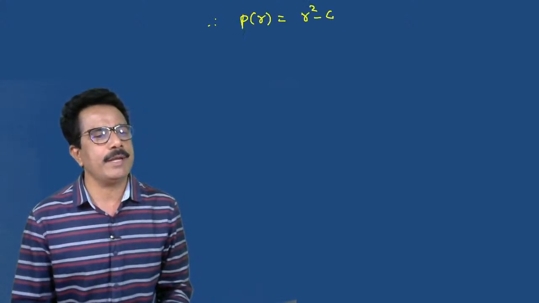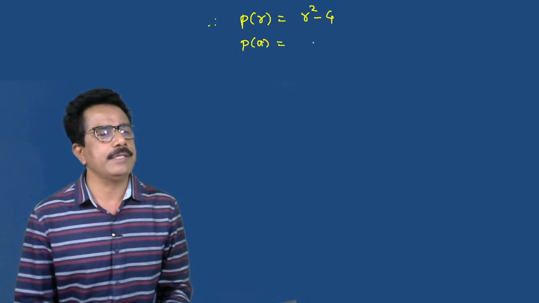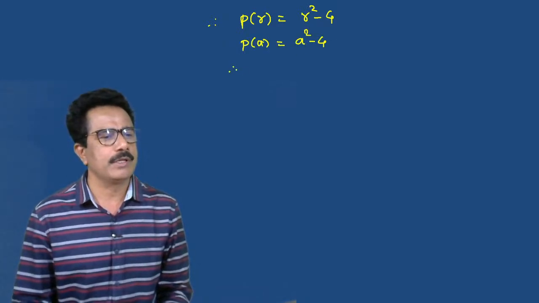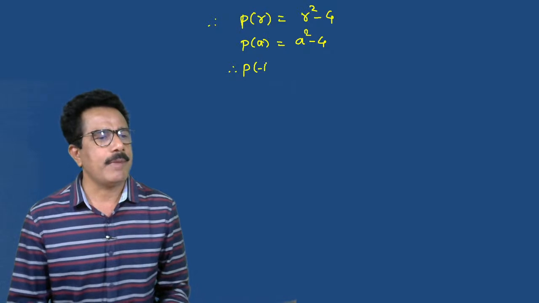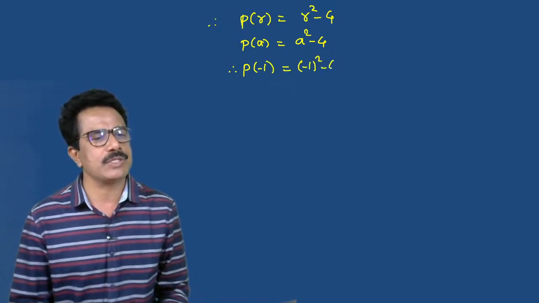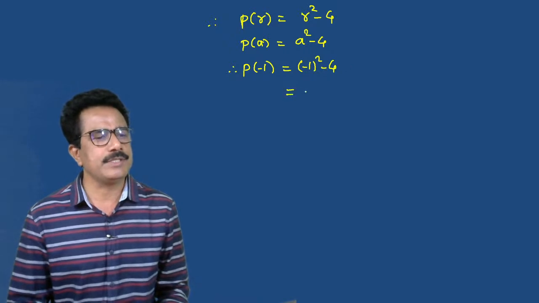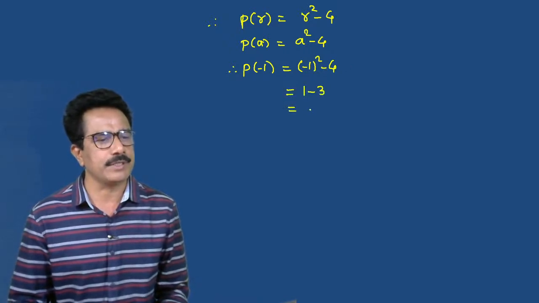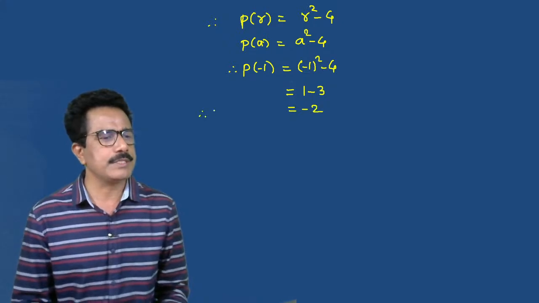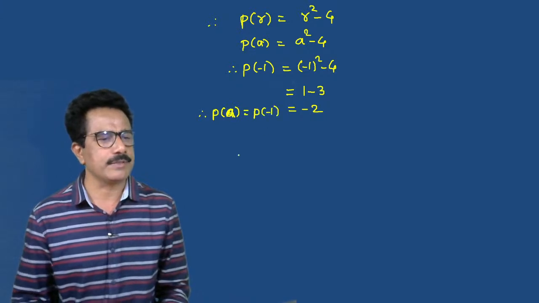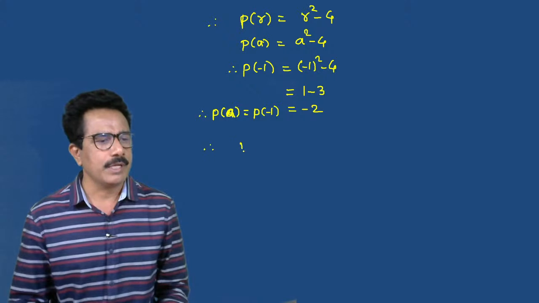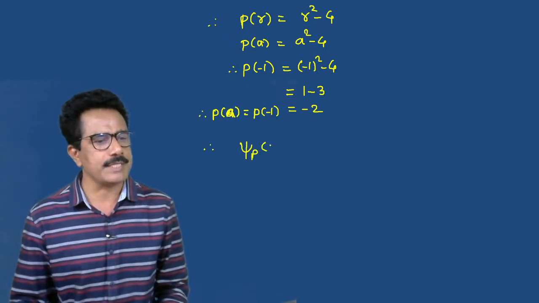So capital A is equal to 4 and small a is equal to minus 1. Therefore p of r is equal to r square minus 4, p of a is equal to a square minus 4. So p of a means what? Small a means minus 1. Minus 1 is equal to minus 1 square minus 4, that is equal to 1 minus 3, that is equal to minus 2. This is p of a or small a, which is denoted by p of minus 1. So therefore we get a particular function psi p of x.